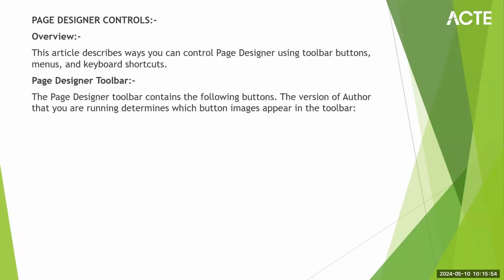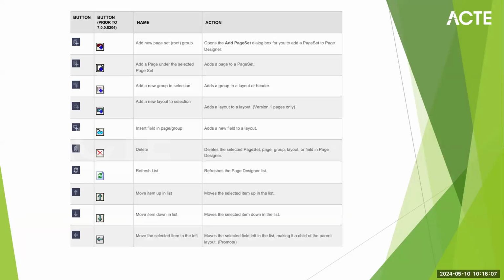Page designer control: this article displays the way you can control the page designer using a toolbar, buttons, menus, and keyboard shortcuts. The page designer toolbar contains multiple buttons. What are those? Add new page, add a page under the selected page set, add a new group to section, add a new layout to the section, insert fields in the page or a group, delete, refresh. These are the icons which are available in the manuscript page designer.